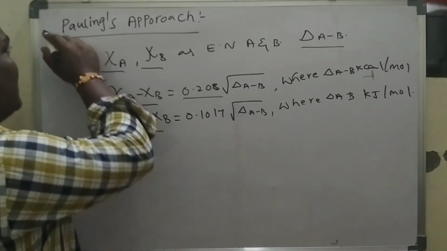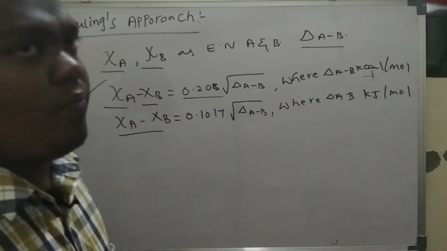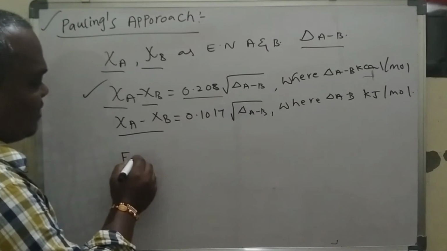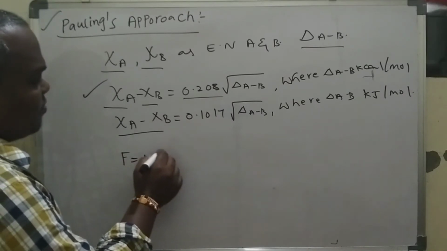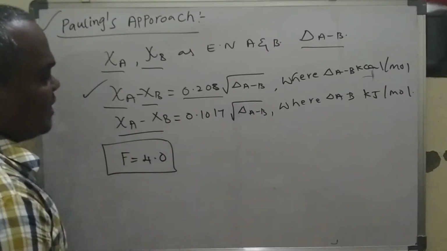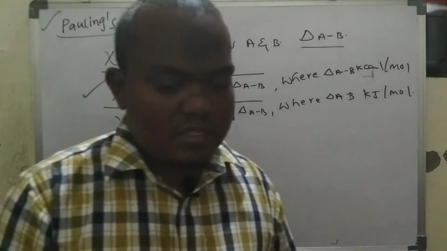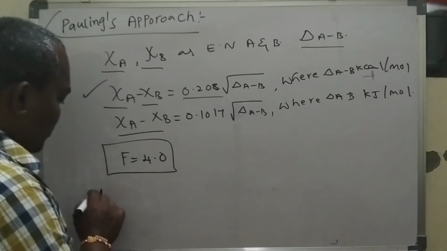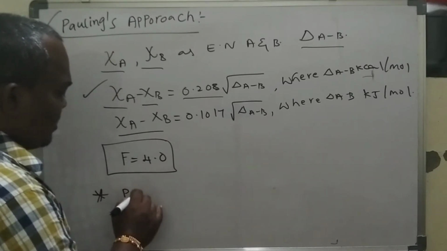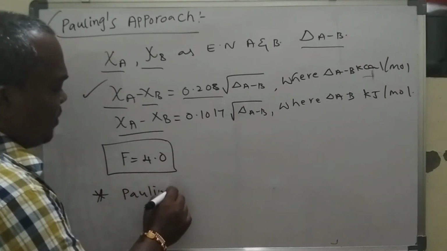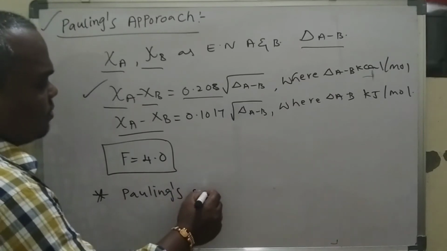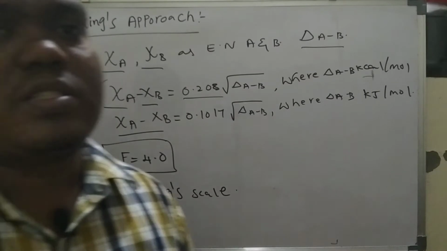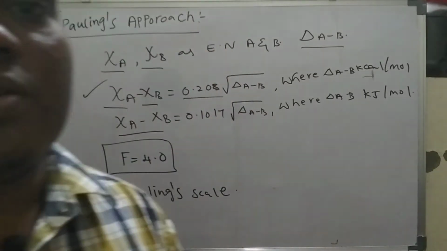On Pauling's scale, the highest electronegativity value is given to fluorine, that is 4.0. Fluorine has the highest value, 4.0. So generally we use the Pauling scale to calculate electronegativity values.